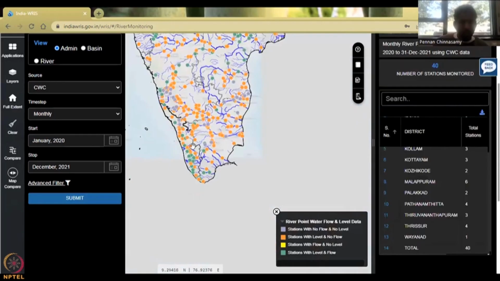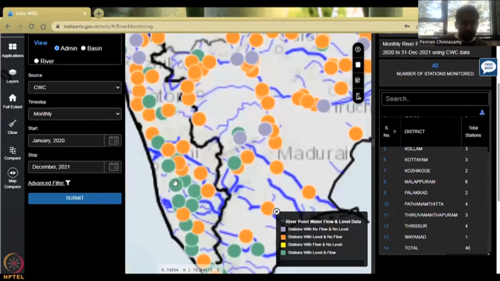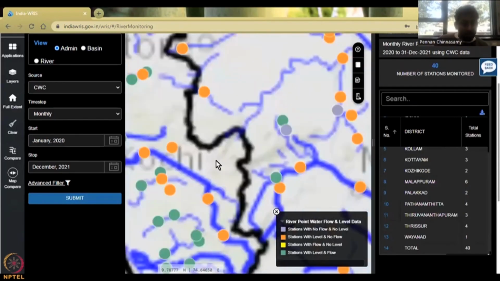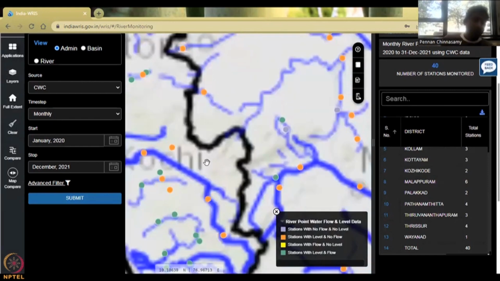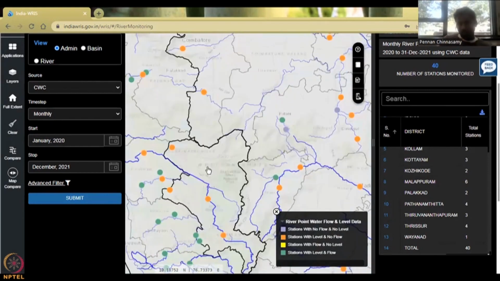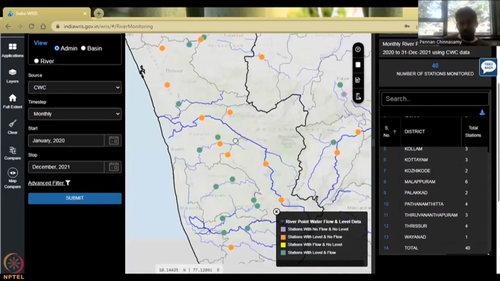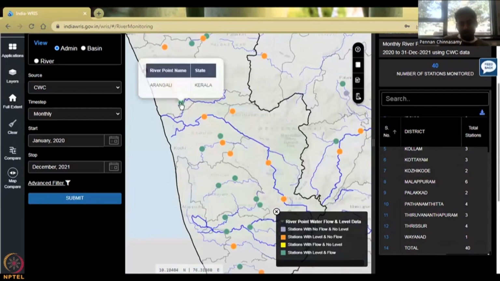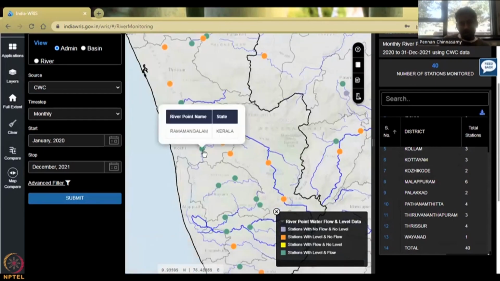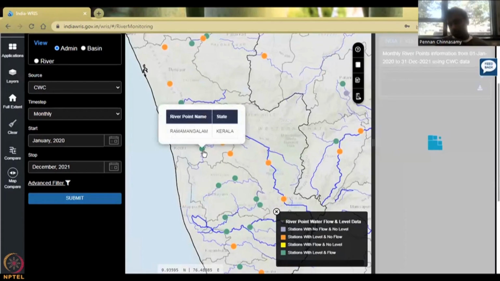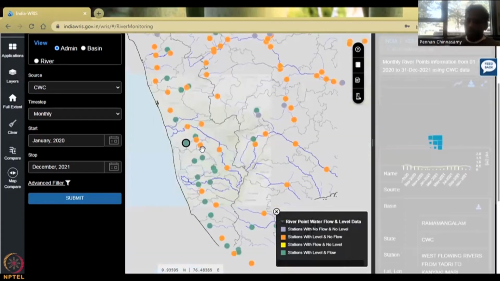You see that there are a lot of green dots, and you have to check if each is on the river channel. If it is not on the river like this, maybe it is a tributary, so you just have to be careful. Okay, so here I could see that on the blue line it is Rangali and then Rama Mangalam. So let's take Rama Mangalam in Kerala.